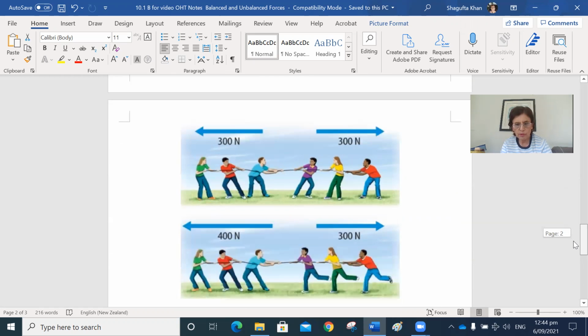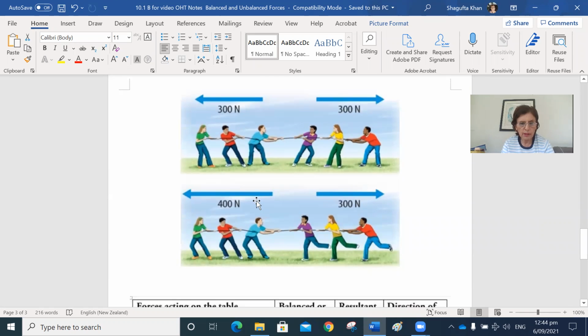Let's look at another situation. Now this team is applying 400 Newton force. This one is 300 Newton force. So forces are obviously not balanced. The unbalanced force will be to the left, and it will be the difference of these two. So 400 minus 300 is 100, and that will be to the left. If we have to draw a vector, we will draw a small vector, 100 Newton to the left. And all of these people will be accelerating, or speeding up, because the unbalanced force in this direction is greater.